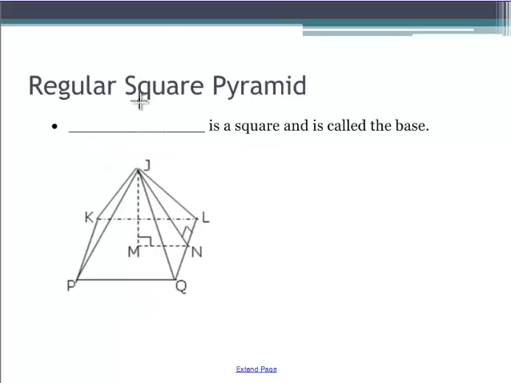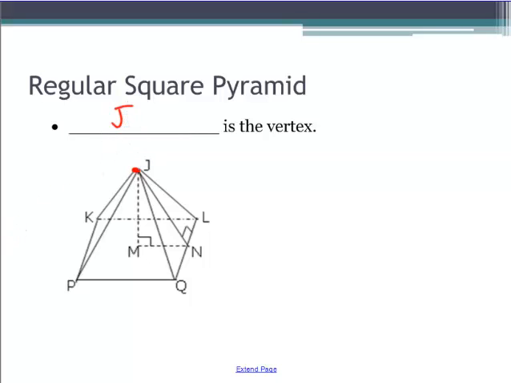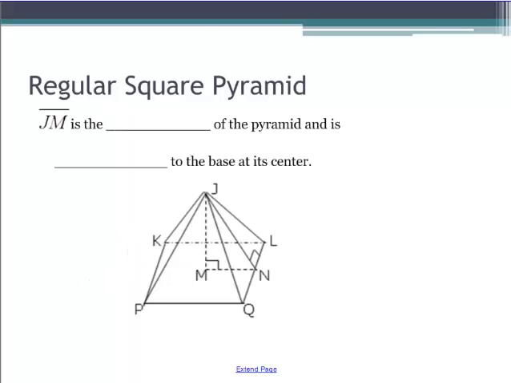A regular square pyramid. Okay, a regular square pyramid has a square for a base. KLQP is a square and it's called the base, which means all of these sides are the same. The vertex is the point where all the other sides come together. That's J. And on the same shape, JM is the altitude.